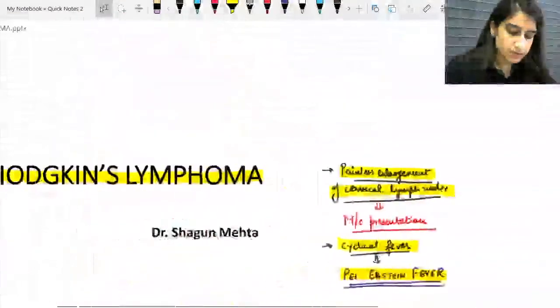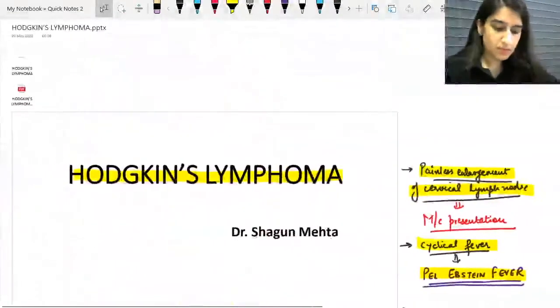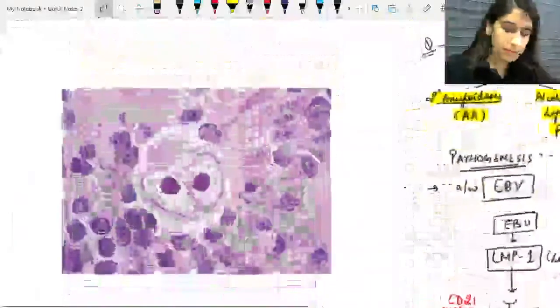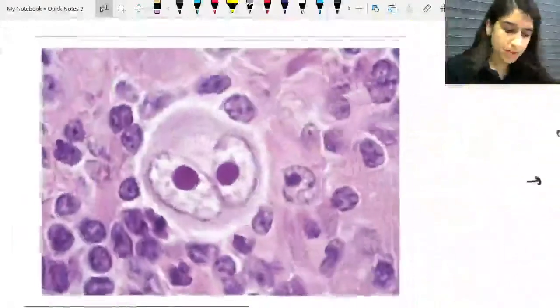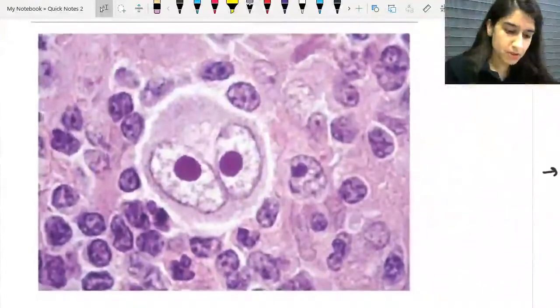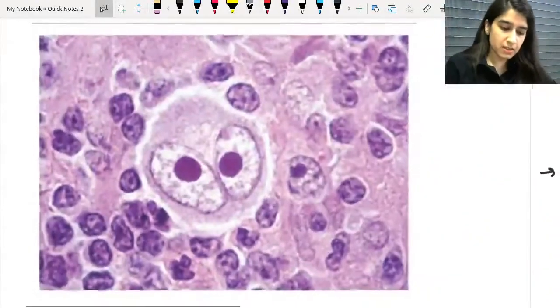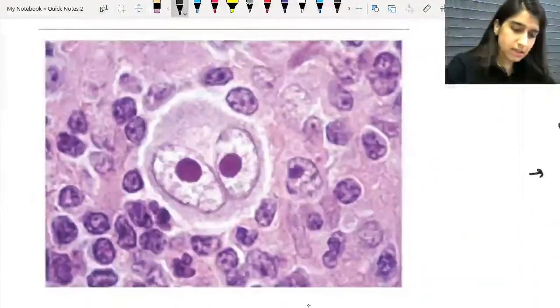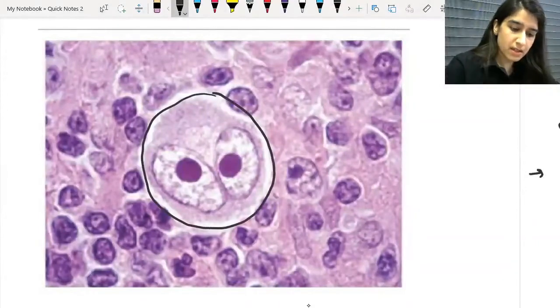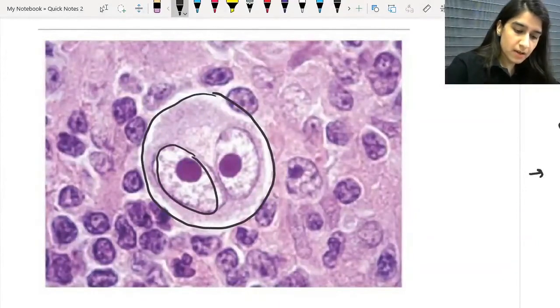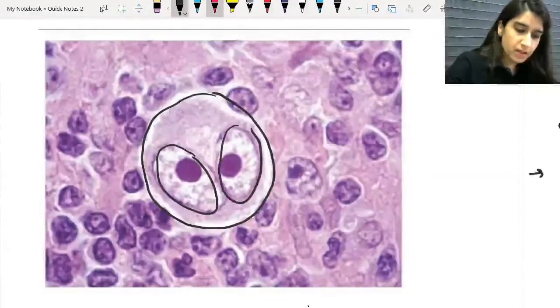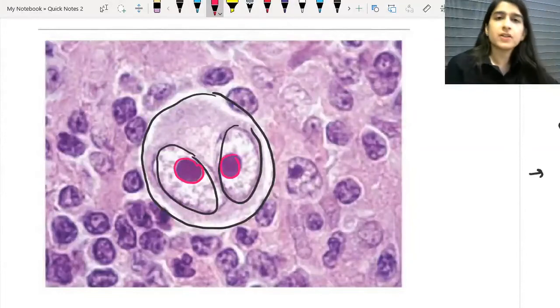Okay, so now if we go back and look at this picture, I'm magnifying it for all of you. What you can appreciate is a classical Reed-Sternberg cell. These are the mirror-image nuclei and these are the prominent eosinophilic nucleoli.